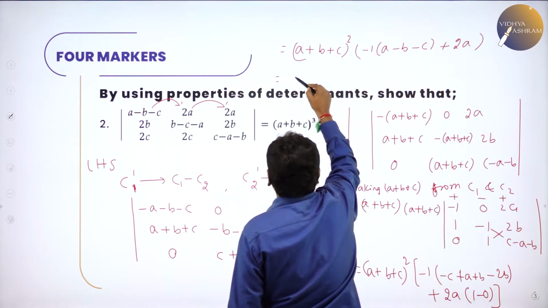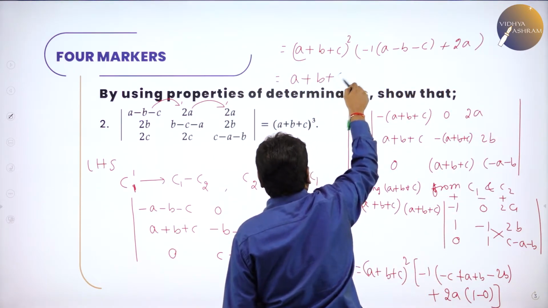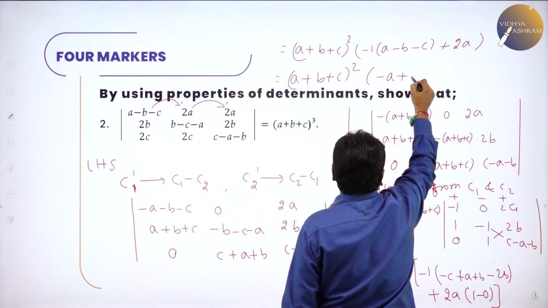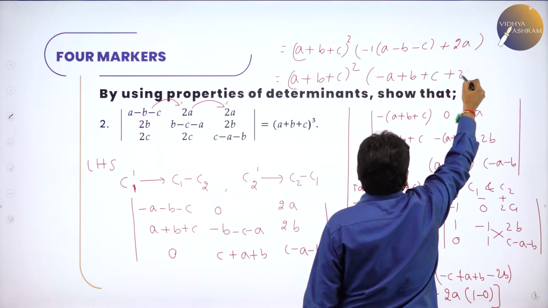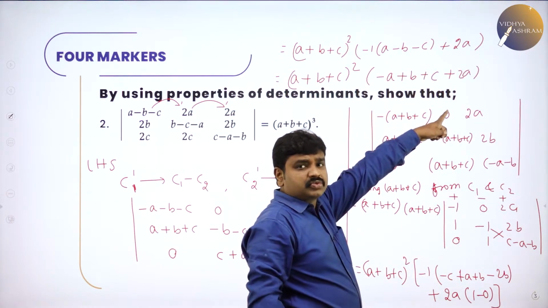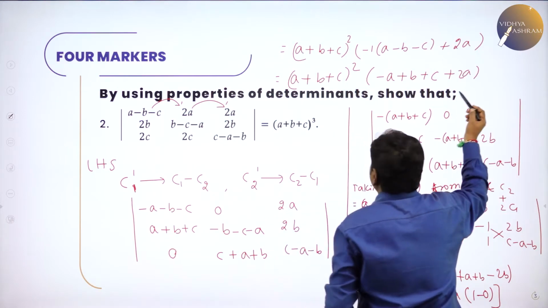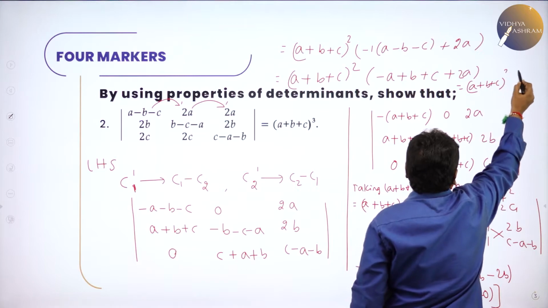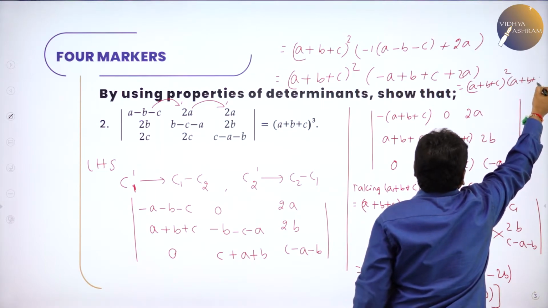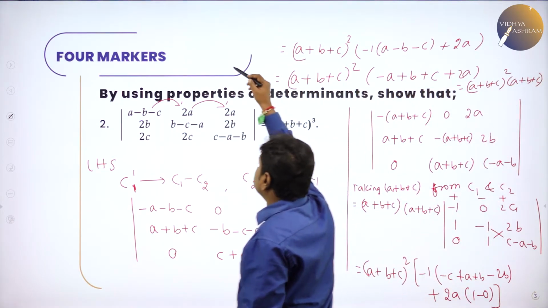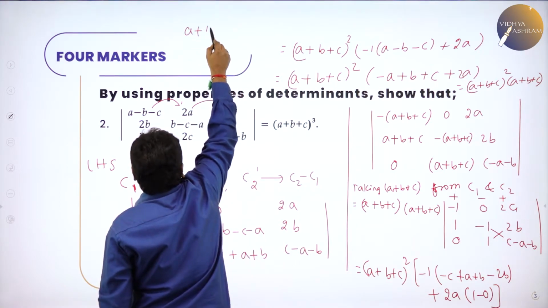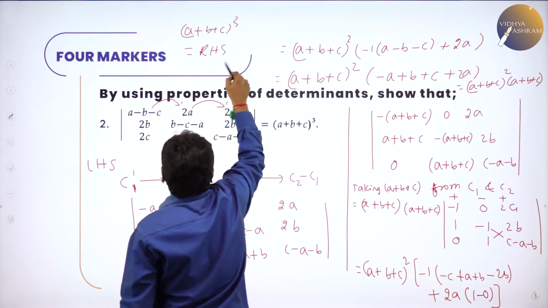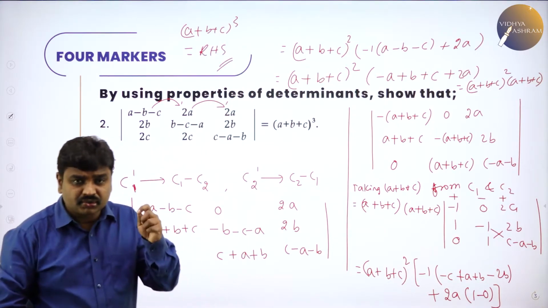Simplify this, a plus b plus c whole squared, multiplying this we'll get minus a plus b plus c plus 2a. Here minus a plus 2a becomes a. So the last is simple, already I have a plus b plus c whole square into a plus b plus c, I'll write it here, it will be a plus b plus c the whole cube. This is the RHS. I hope all of you understood this.